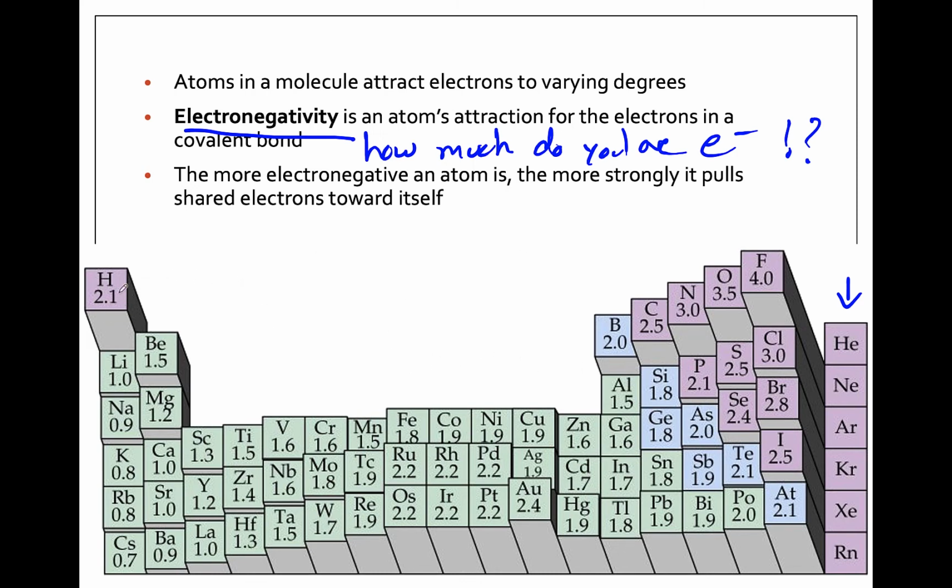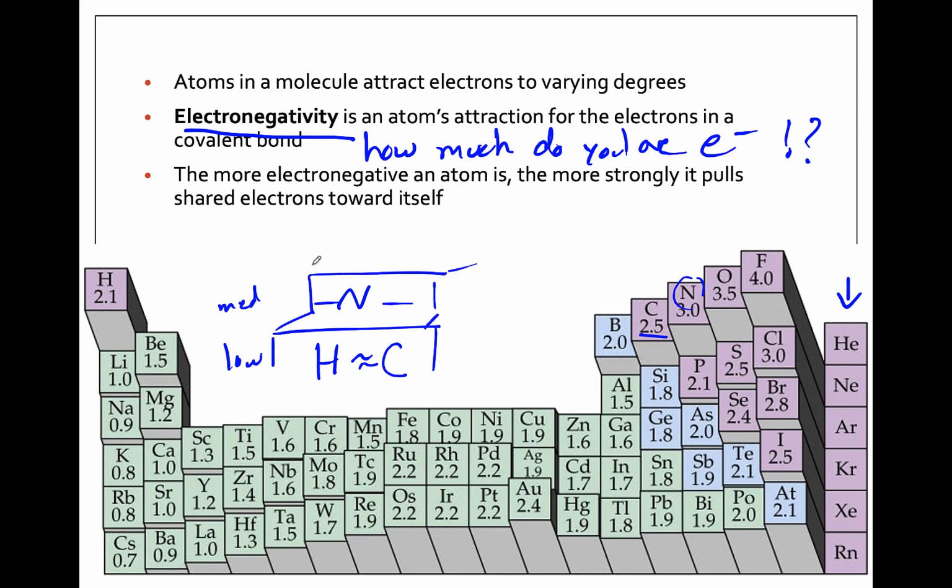So hydrogen comes in at about 2.1, carbon comes out at about 2.5. So on the lowest step down here, we've got hydrogen and carbon, and they're approximately equal. They're pretty low in comparison to the other elements that we're going to generally look at. Nitrogen, you can see, is about a 3, so it's a little bit higher. It's definitely going to attract electrons stronger than a hydrogen or a carbon. Stairs. Those are pretty good.